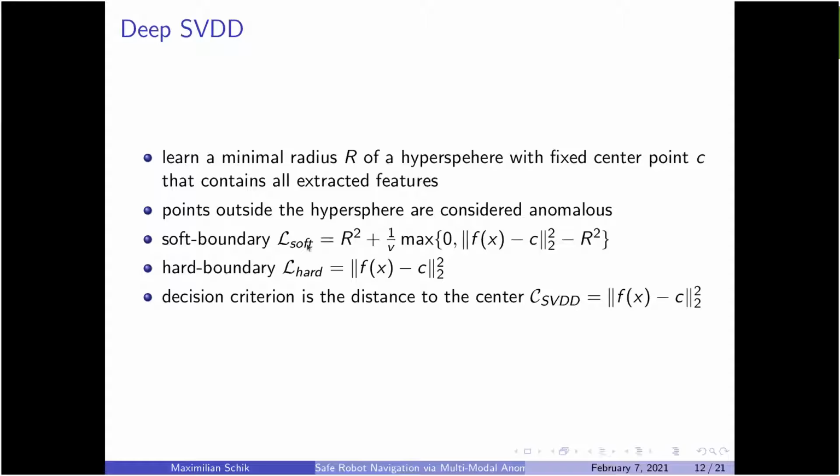There are two different loss functions that can be used for training this model. The first one is soft boundary, which also tries to minimize the radius. The hard boundary loss just tries to minimize the distance to the center point. And then the decision criterion we use to classify anomalies is, again, the distance to the center point. So everything outside the radius, again, should be considered as anomalous.